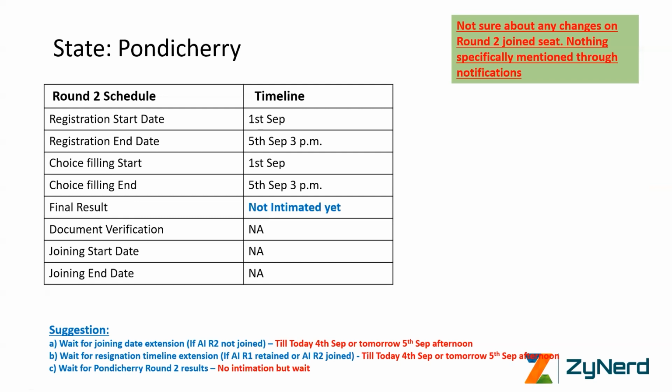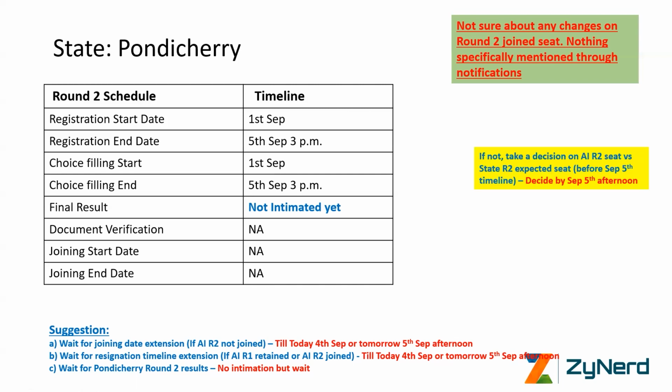Pondicherry, again, has no intimation on the final results. The only option for Pondicherry, and no intimation on round 2 joint seat, change in prospectus, etc. Nothing has been given with clarity. So the only thing you can do is wait for an extension notification tomorrow, as far as joining is concerned, or wait for a resignation timeline extension notification tomorrow. Only if you wait for that and you get that will you be able to take a call. Otherwise, you will have to take a blind call between the All India round 2 seat versus the state round 2 expected Pondicherry seat. Very few admitted candidates are there, so there are vacant seats in government.